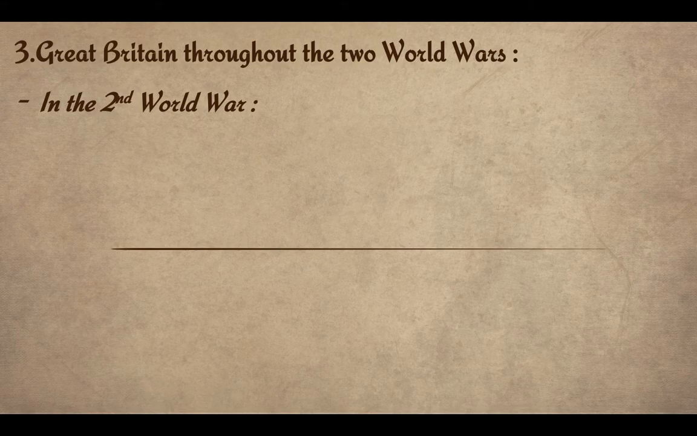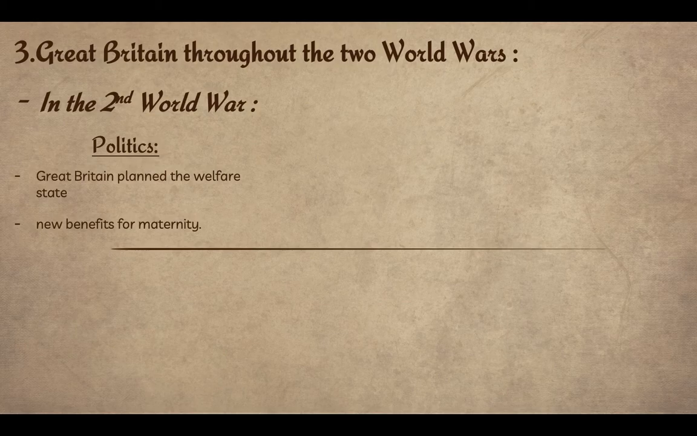In the Second World War, about the politics, Great Britain planned the welfare state. Its goal was operationalized in famous reports by Graham, a politician of the Liberal Party. Unemployment benefits and sickness benefits were to be universal. There would be new benefits for maternity.